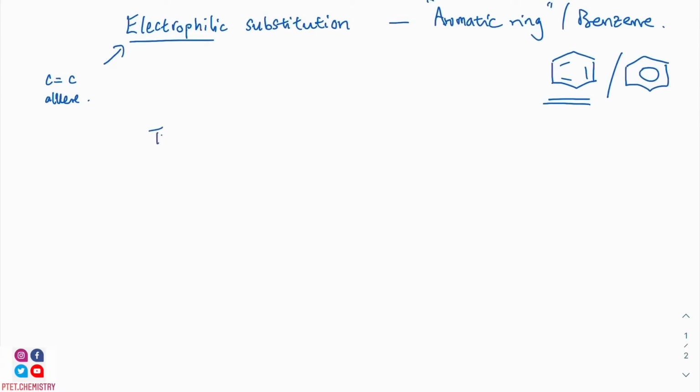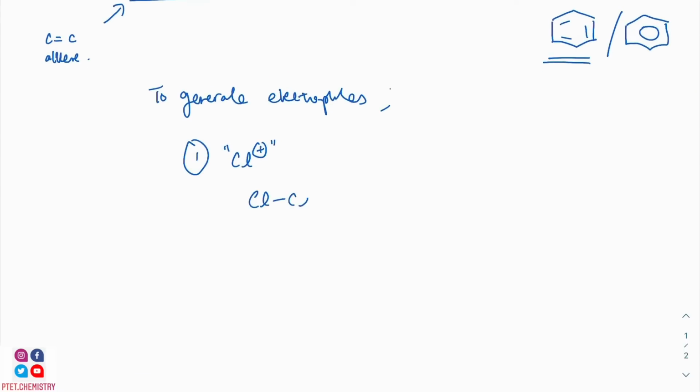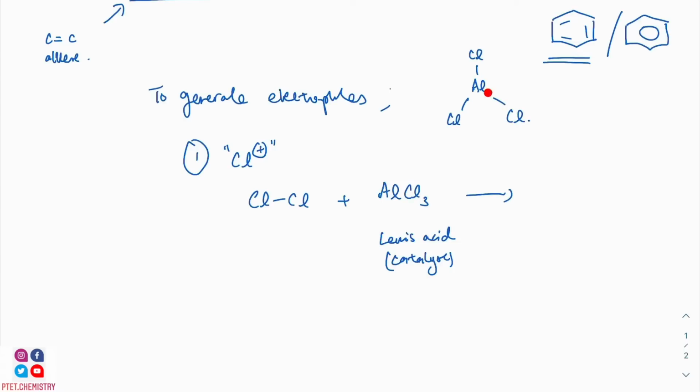We need to generate our electrophile. To generate the electrophiles for these electrophilic substitutions, we can talk about the generation of chlorine plus. The way you do it is you will need a Cl-Cl and a source of Lewis acid. We call this Lewis acid a catalyst; you will see it being a catalyst later on. It is a Lewis acid because it has empty orbitals. If you know your VSEPR, you will know that this is an sp2 aluminium with 3 bond pairs but 0 lone pairs, so this is actually trigonal planar.